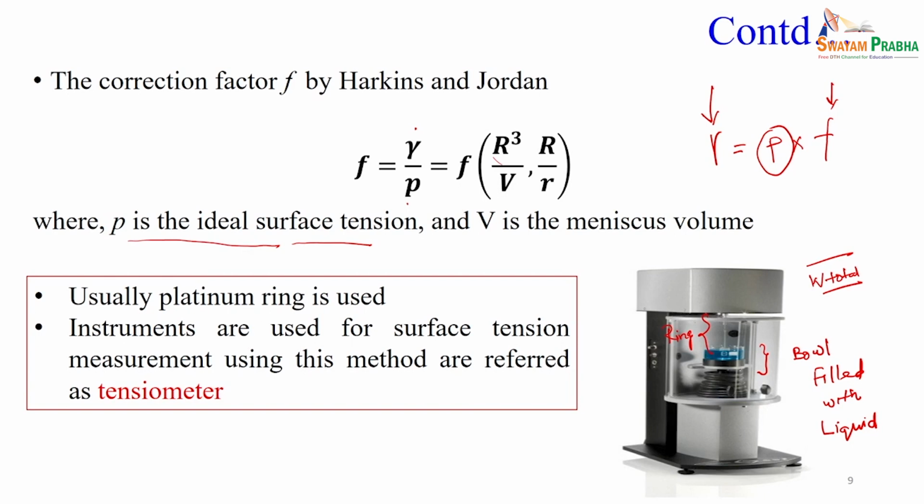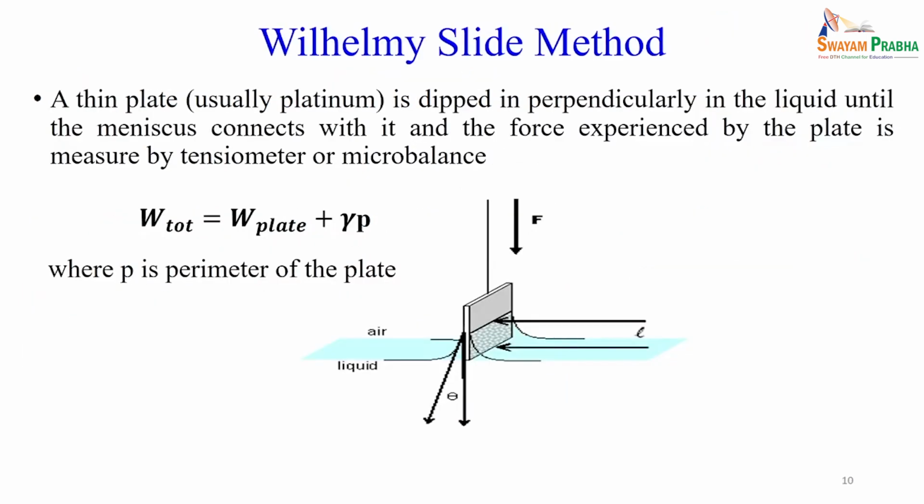Typically, the material used for the ring should be inert, so that it should not interact either physically or chemically with the particular liquid. So, we use the platinum ring because it is light as well as inert, and this instrument is known as the tensiometer. So, the instrument which we are using to measure the surface tension, we call a tensiometer. So, apart from the ring method, we can also use another object which will come into contact with the liquid, that is like a plate.